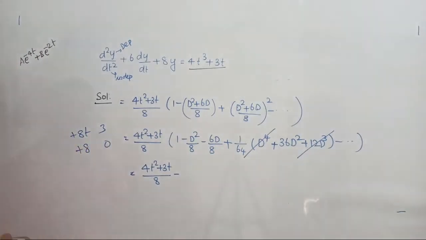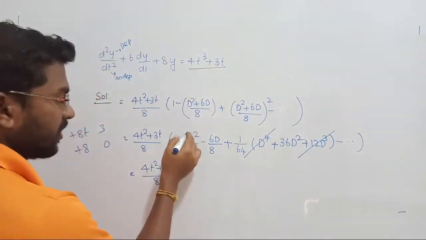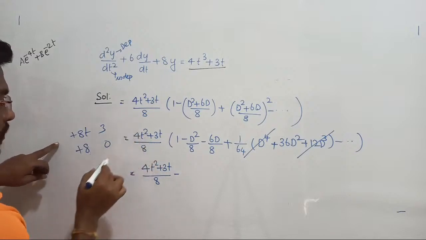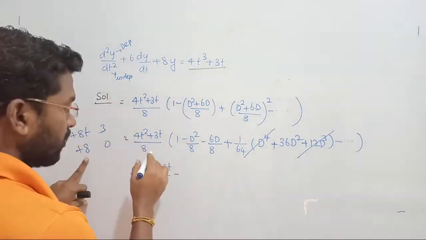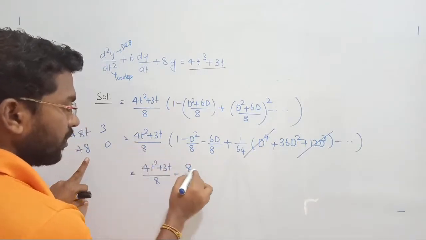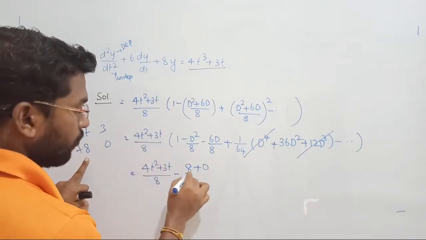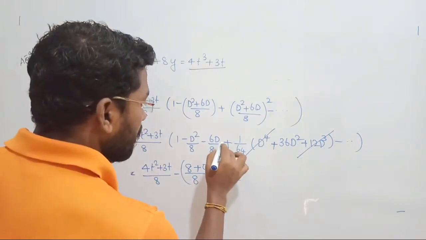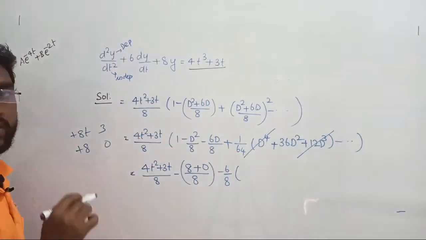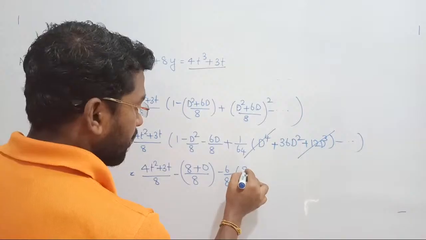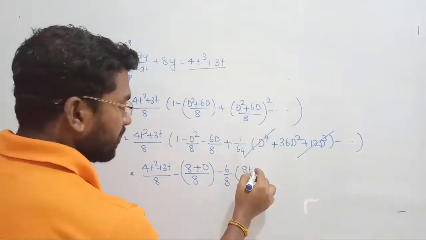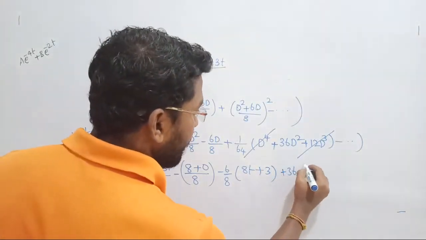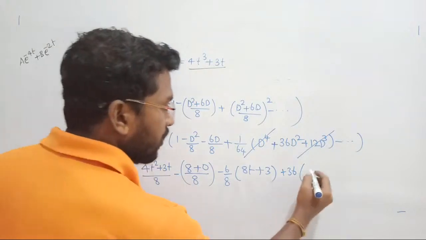Clear? Yes. Let us substitute the values. Minus d square means 2 times differentiation. Notice, if the first term is differentiated 2 times, what I get is 8, right? So the first term differentiated 2 times gives 8 plus, if you differentiate this 2 times, it will be 0, divided by 8. It's over. Minus 6 upon 8 into d means 1 time differentiation of the whole term: if you differentiate 4t square 1 time, 8t comes. Exactly, that is true, right? Plus 3t differentiated 1 time gives 3. Clear? Yes. Similarly, 36 into d square, 2 time differentiation will give you 8.